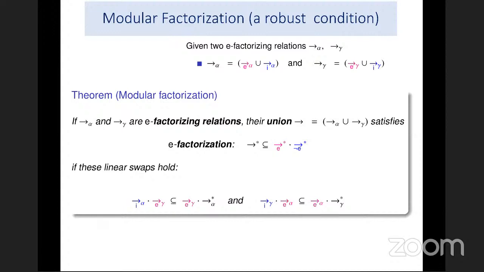And the main result is that if you have two relations that have factorization with respect to some essential notion of step, their union also factorizes if two local linear swaps hold, where the pink steps, the essential steps, are linear, and the non-essential, the internal step, is postponed.